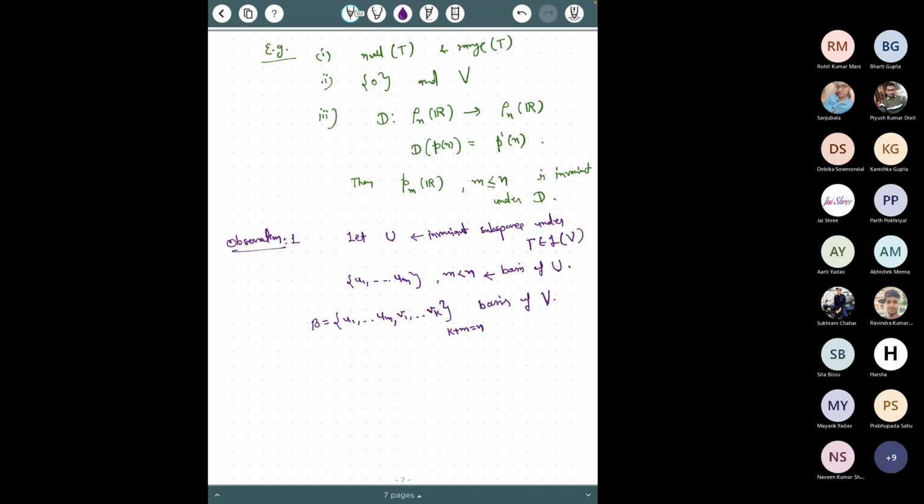Now this is the basis of V, and we have a linear operator. Can you tell me what would be the matrix representation of T with respect to this basis of V? A general idea of this one. This is clearly an n cross n matrix, but what would be the form of this matrix of T?